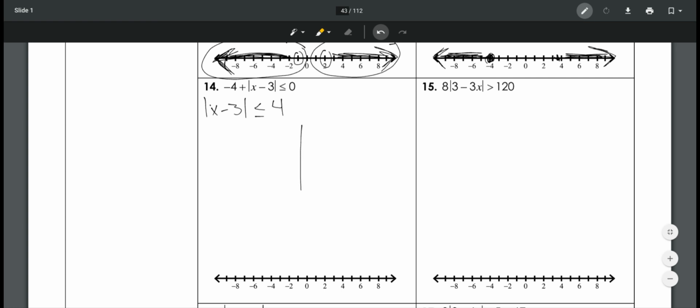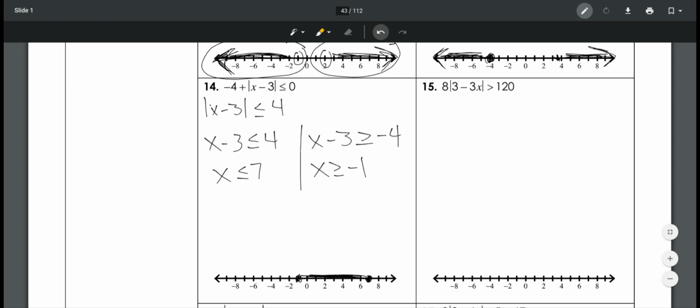Now I set up my two scenarios, my two cases. x minus 3 less than or equal to 4, and x minus 3, flip my symbol, change my sign. So I add 3, I get x is less than or equal to 7. When I add 3, I get x is greater than or equal to negative 1. So I'm going to put a closed dot on 7, and a closed dot on negative 1, and then everything in between those numbers will get shaded.